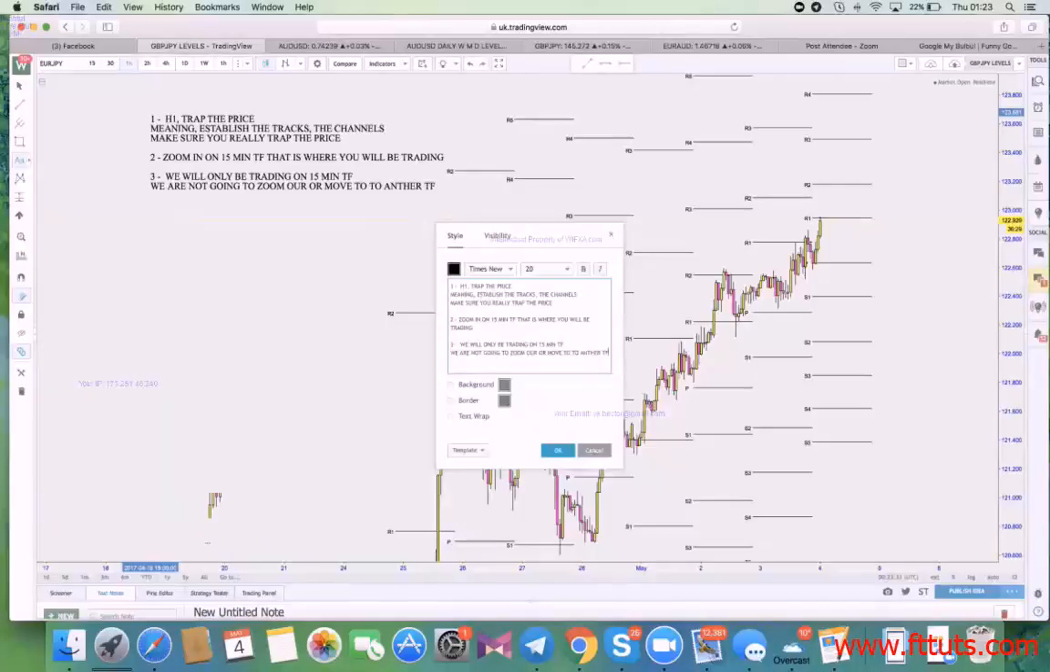Makes sense? You understand, guys? There is no moving within different time frames that we normally do, guys. Do you understand this, guys? You need to follow these rules if you want to effectively trade this method. Everybody understand this?